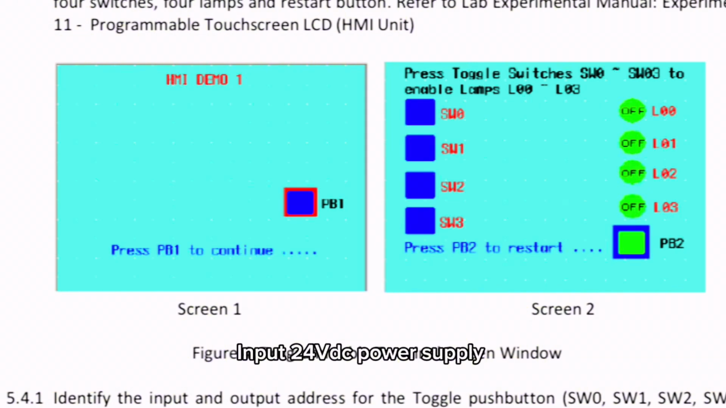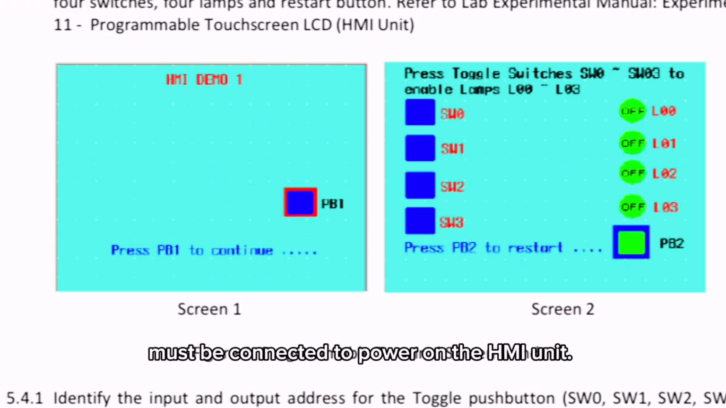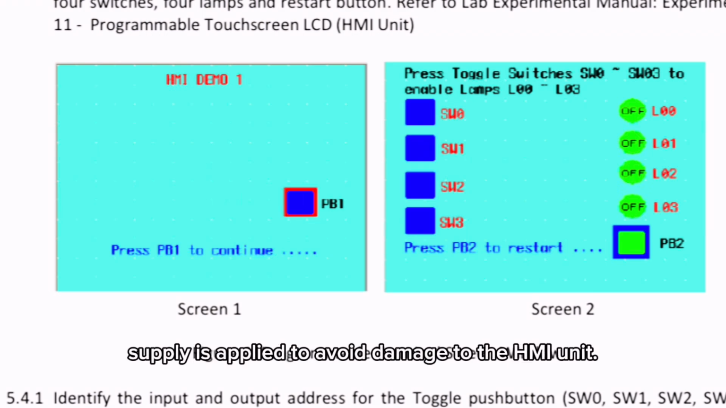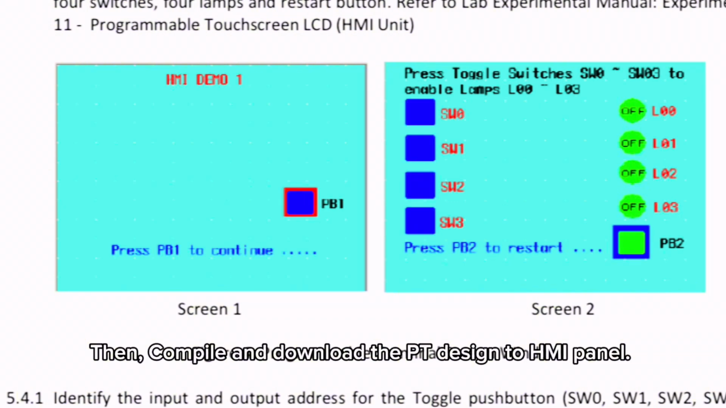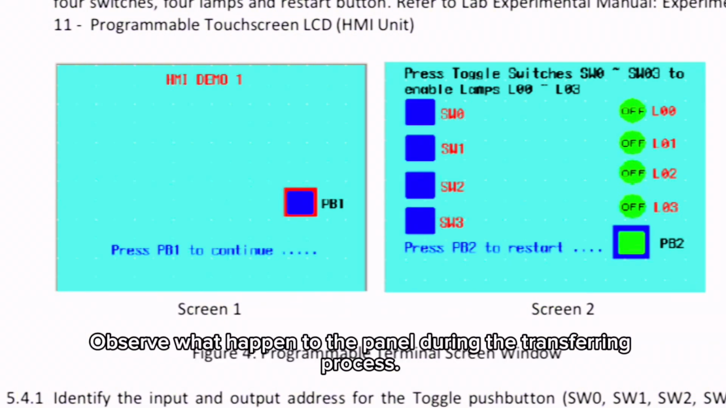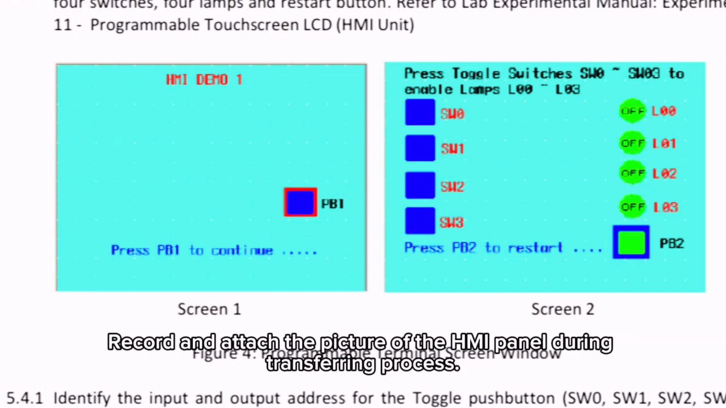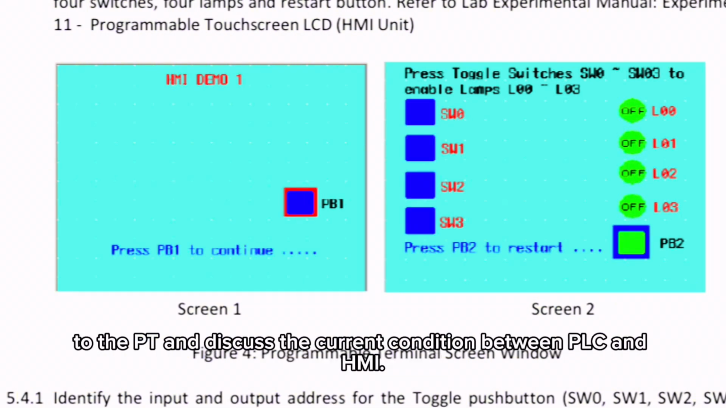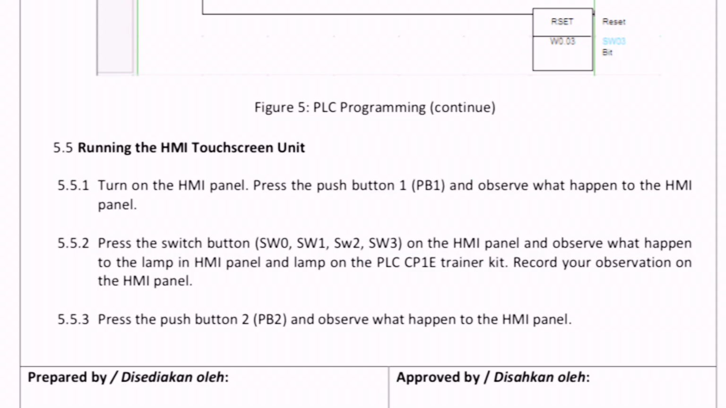Input 24 VDC power supply from the PLC CP1E trainer kit must be connected to power on the HMI unit. Please ensure the correct polarity of the power supply is applied to avoid damage to the HMI unit. Then, compile and download the PT design to the HMI panel. Observe what happened to the panel during the transferring process. Record and attach the picture of the HMI panel during the transferring process. Last, design, compile, and transfer the ladder diagram, as shown in Figure 5, to the PT and discuss the current condition between PLC and HMI.